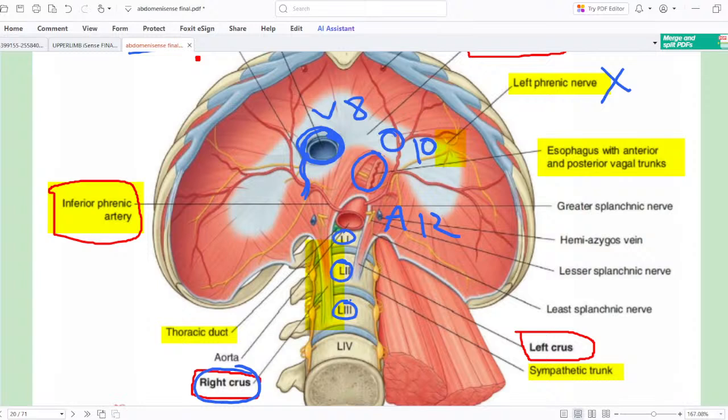Now this is the esophagus. With the esophagus, what do we have? We have the vagal trunk. Esophagus, vagus. And then we have the aortic opening: descending thoracic aorta, thoracic duct, and azygous vein.